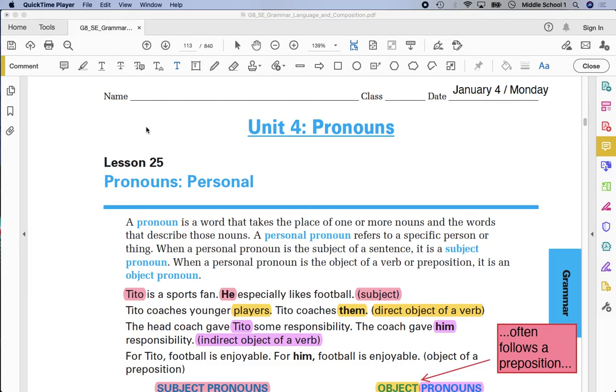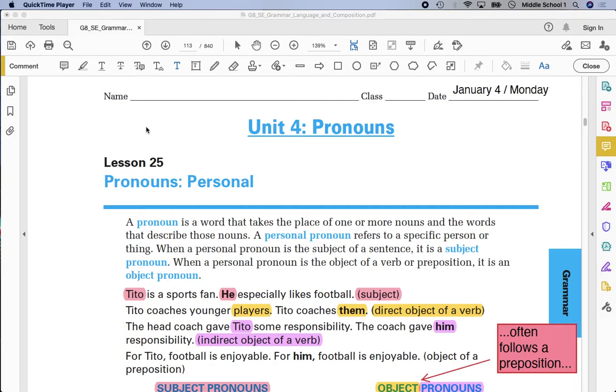Tito is a sports fan. He especially likes football. You will notice that Tito and he are interchangeable. They both serve as the subject of the sentence. The difference between the two words: Tito is a proper noun, he is a personal pronoun.